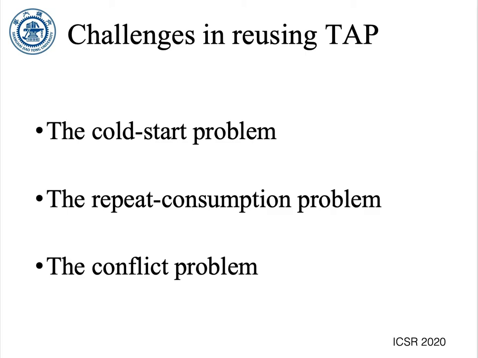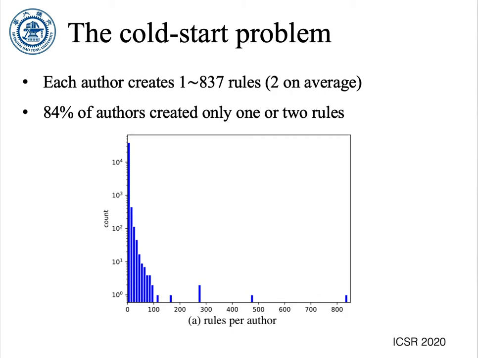The analysis of TAP data reveals there exist three challenges when using trigger action rules. Firstly, most users only created few rules. How to recommend rules to cold users with few rules is challenging.